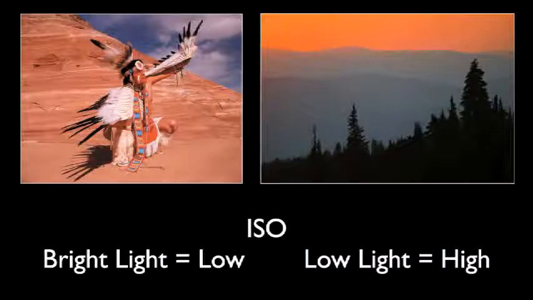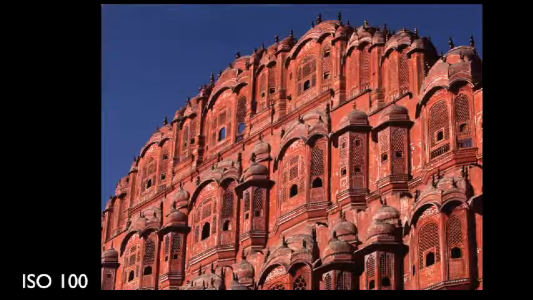I was on a beautiful mountaintop in Montana. I was shooting here at ISO 800 because I was taking a handheld shot. So think about what the ISO settings do. Let me show you a few more examples. I was shooting in India. I took this beautiful picture of the Palace of the Winds. It was a sunny day. I used the ISO setting of 100.